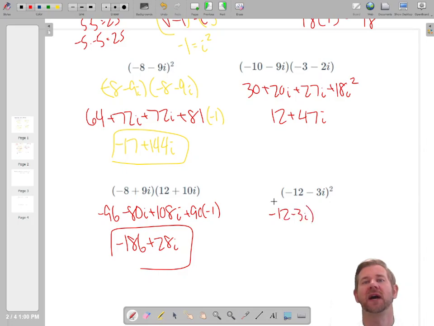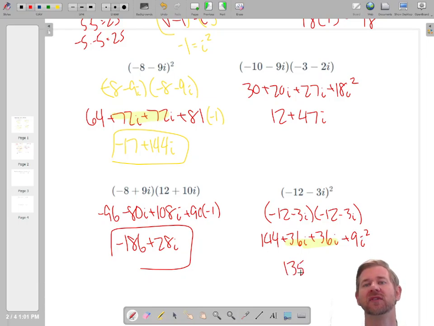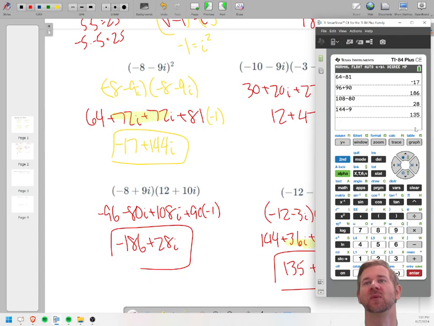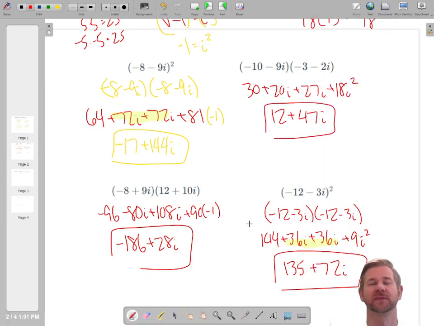Negative 12 minus 3i, write it out twice. 12 times 12 is 144. 12 times 3 is 36. And then again on the inside, another 36. So you might notice, look, why does this keep happening? These are the same numbers. It's because it's the same thing squared. Negative times a negative is positive 9i squared. So really, that's negative 9. 144 minus 9 is 135, and 36 plus 36 is 72. Okay, so that's the simplified version.